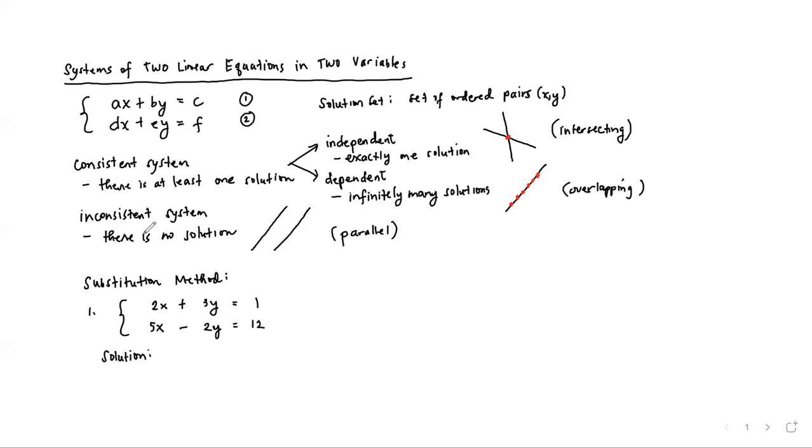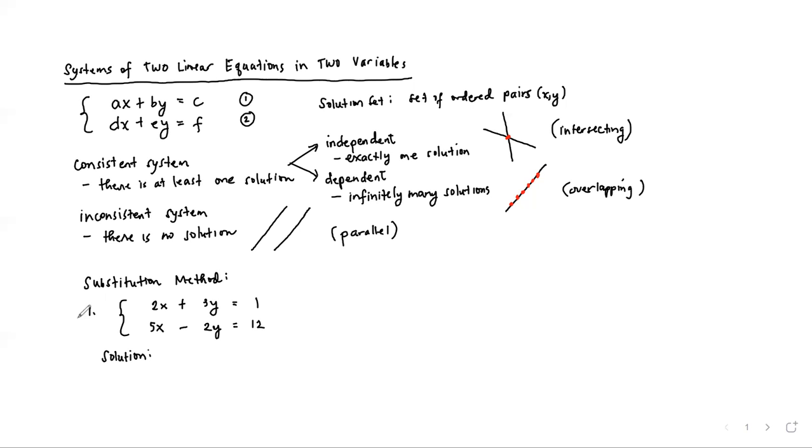Now, if a system has no solution, then we call it an inconsistent system. If it doesn't have a solution, then graphically it's a set of parallel lines, which means there's no point of intersection. Algebraically, we can solve systems of equations by using either the substitution method or the elimination method. But in this video, we shall focus first on using the substitution method.